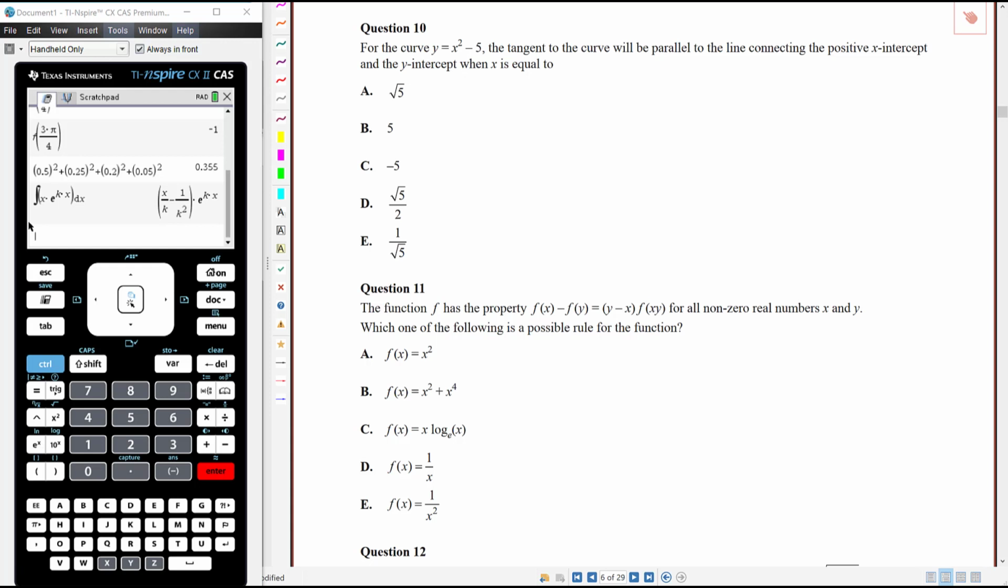Okay, so for the curve y equals x squared minus 5, the tangent to the curve will be parallel to the line connecting the positive x-intercept and the y-intercept when x is equal to what? Okay, so again, a lot of information here. So we've got y equals x squared minus 5. So that is a simple parabola just translated down by 5. Oops, sorry.